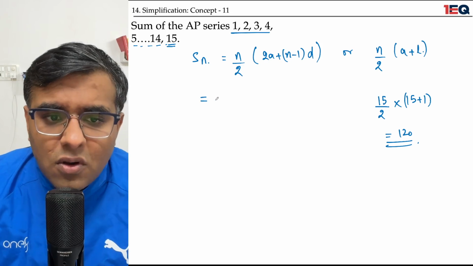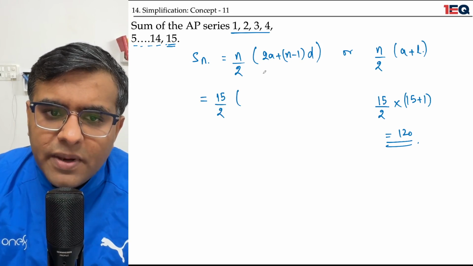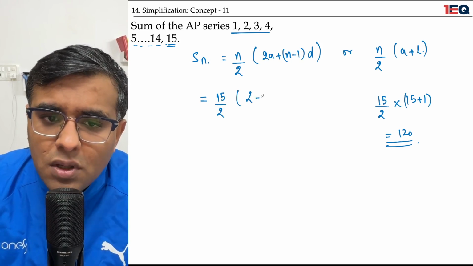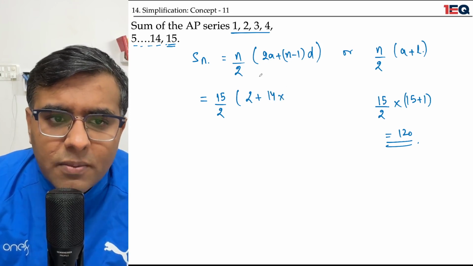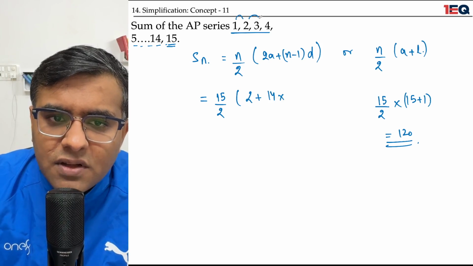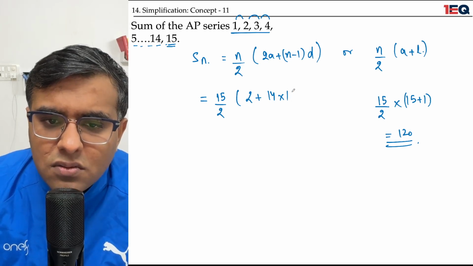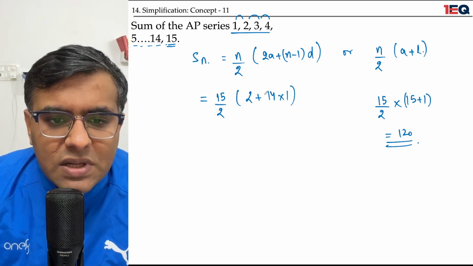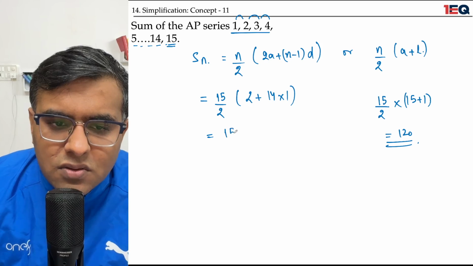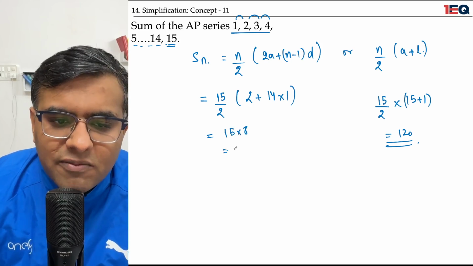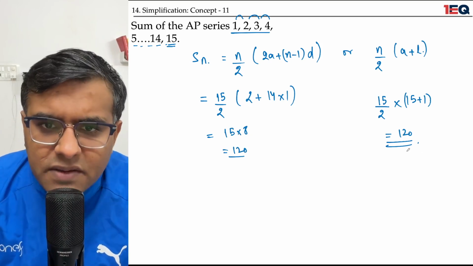Further, if I use the long formula again, 15 is the number of terms, 15 upon 2 multiplied by 2a, which is 2 times 1, that is 2, plus n being 15, 15 minus 1 is 14, multiplied by the common difference. The common difference in the consecutive terms is 1, so d is equal to 1. This is 14 ones, plus 2 is 16. 16 by 2 is again 8. So 15 into 8 would again give me 120. The answers through both the formulas have come out to be the same.